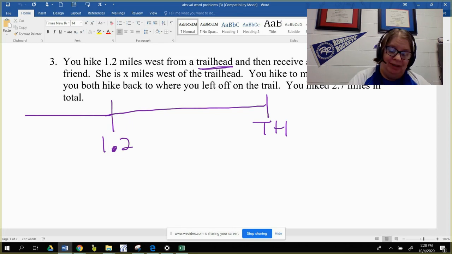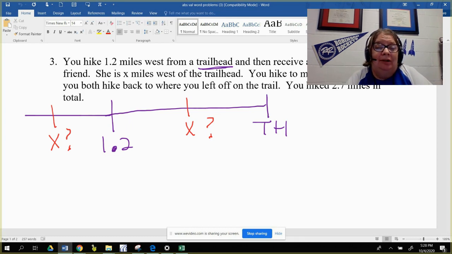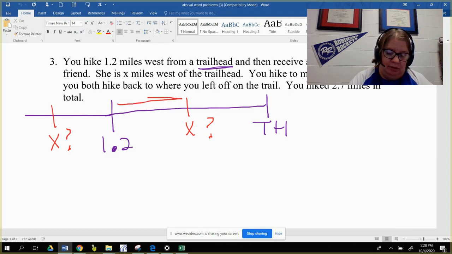She is X miles west, so that's the same direction. So she's gone the same direction from the beginning of the trail, but we don't know if she's here or if she's here. Okay? We don't know if she's ahead of you or behind you. You might can figure that out from your conversation, but what if she doesn't tell you? You need to, so you're going to hike back to your friend. You've hiked 1.2 miles already. You're going to hike to meet your friend, and then you're going back to where you started at that 1.2. So you're either going to go this distance and back, or you're going to go this distance and back.